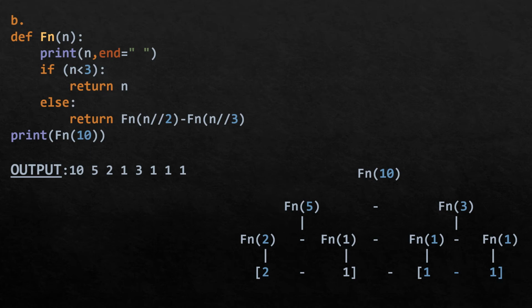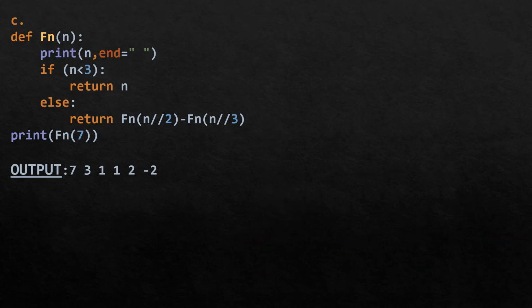So how will it print the values? First it will print 10. That means I will consider this tree. First the vertex of the tree is 10, the root of the tree is 10, then the left side is 5, and again the left side is 2, and again it will go back to 1, that is function of 1, so it will print 1, then function of 3, that is 3, then 1, then 1, like this, and finally 1 is the answer. So that will be printed like this.